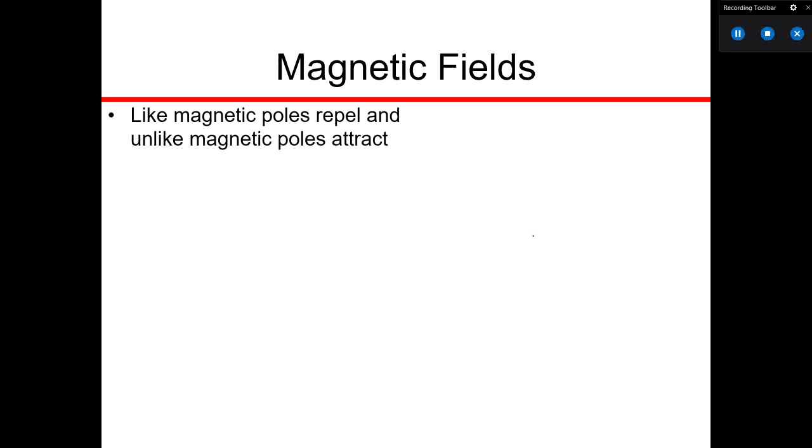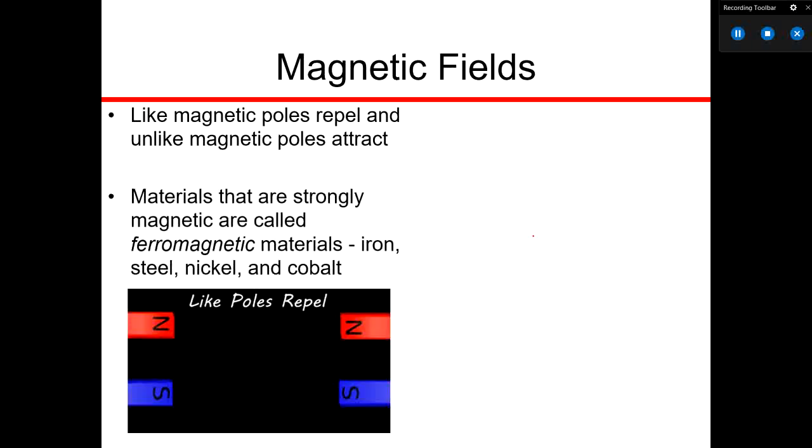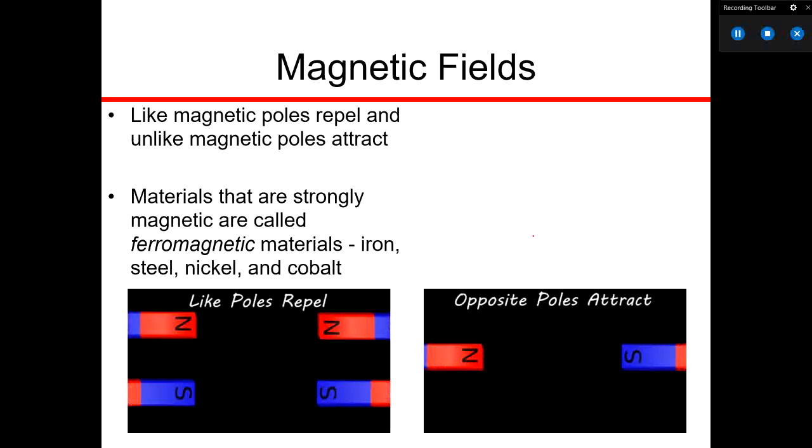Like magnetic poles repel, and unlike magnetic poles attract. We see here, if you put two north ends next to each other, they repel, or two south ends next to each other, they repel. Opposite poles, however, will attract each other. So there's a force that pulls the two magnets together.